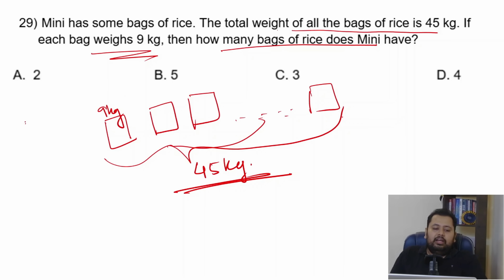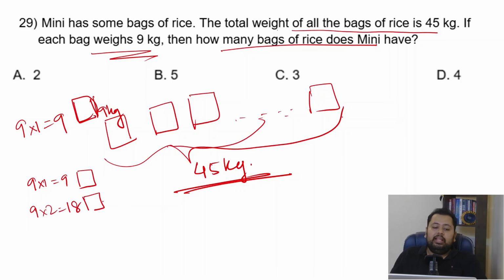So we know 9 ones are 9, right? If there is one bag, she has 9 kg, correct? Let's try and do it here. 9 ones are 9. It is like one bag, right? 9 twos are what? It is 18. So when there are two bags, 9 and 9 kg, 9 plus 9 is 18. So 9 twos are 18.